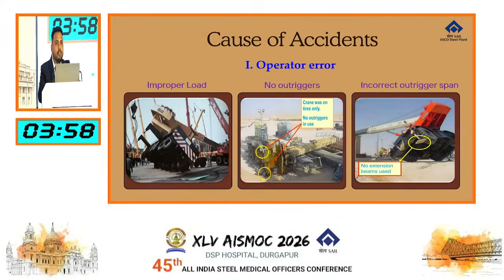Coming to the cause of accidents, the first and foremost important cause which resulted in these sorts of accidents was found to be operator error. Here are some illustrations which show how an operator error can result in these sorts of accidents. The first picture shows improper load, the second one shows no outriggers being deployed, and the third one shows incorrect outrigger span.